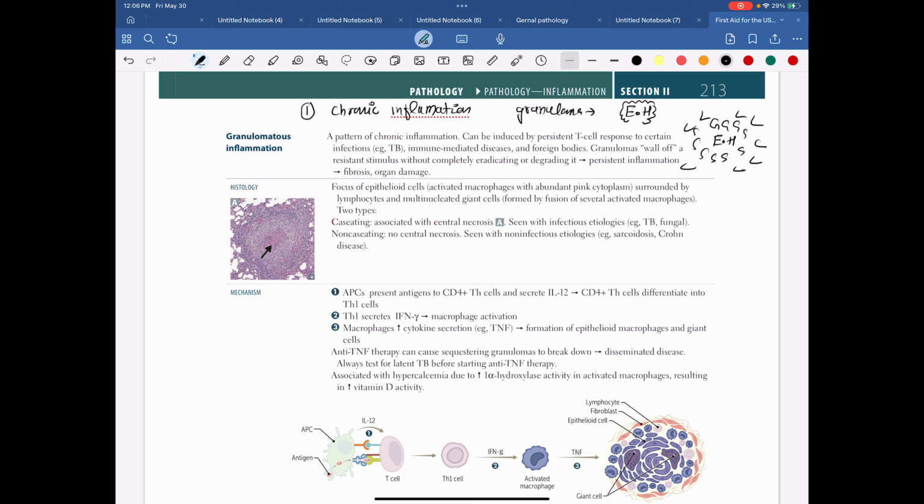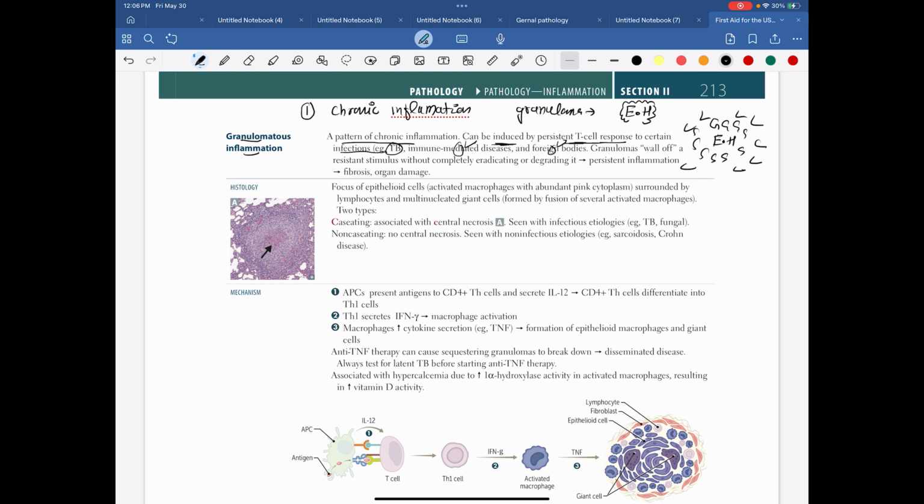So let's take a quick review from the start. The important things we will also discuss at the end. First of all, granulomatous inflammation is a pattern of chronic inflammation. It is a subtype of chronic inflammation, and it can be induced by a persistent T cell response to certain infections like TB, immune mediated disease, or foreign body.